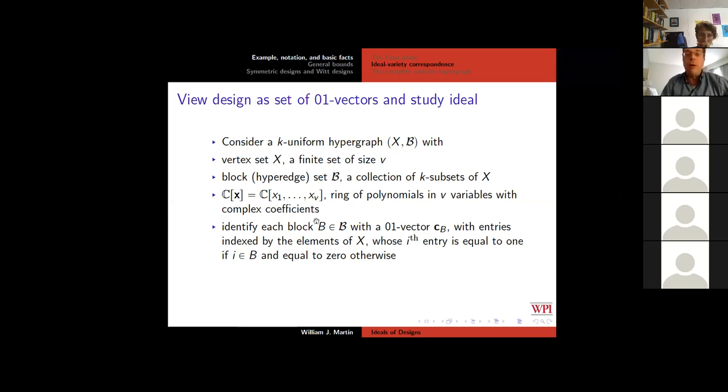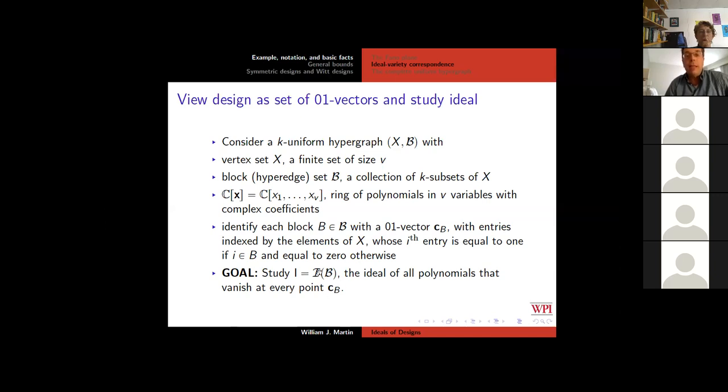And when I say the polynomial vanishes at the block B, what I mean is that it vanishes at the 0, 1 vector C sub B. That's a vector of length V with entries equal to 0 or 1 depending on whether the element is in the block B or not. So these 0, 1 vectors, they're exactly cardinality of script B of these, and I want to find all the polynomials that vanish at those points.